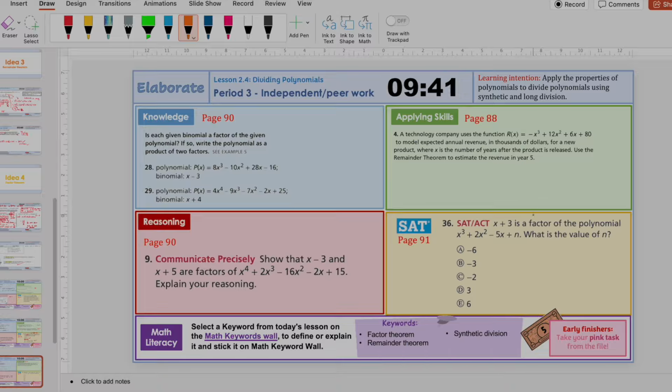Here they're saying that this is a factor of this, but you have a number missing. If it's a factor and I substitute by -3, I'm supposed to get 0. So if I put -3 to the power of 3 plus 2 times -3 squared minus 5 times -3 plus a missing number n, I'm supposed to get an answer of 0. Just find how much is this part, which is all numbers. Put it in the calculator.